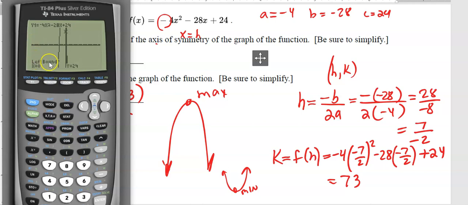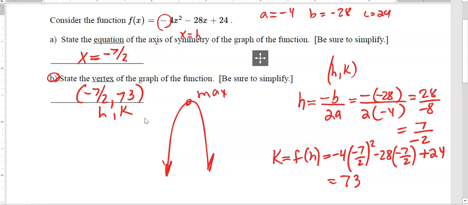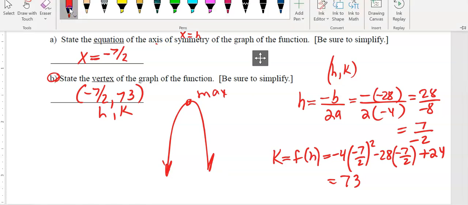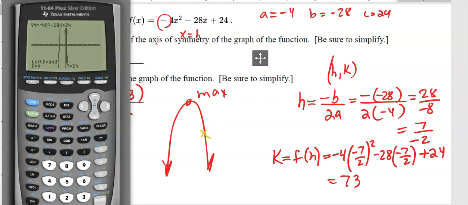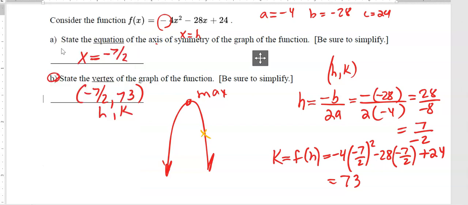Now it says left bound. In other words, you want to choose any point to the left of the vertex. So right now my little X spider is over here, right? So look at my calculator, you can see it. It's not left, it's right of the vertex. So I use my left and my right arrow keys until anywhere to the left of my vertex. So now my little blinky cursor is no longer over here. Instead, it's over here. So that is left of my vertex.